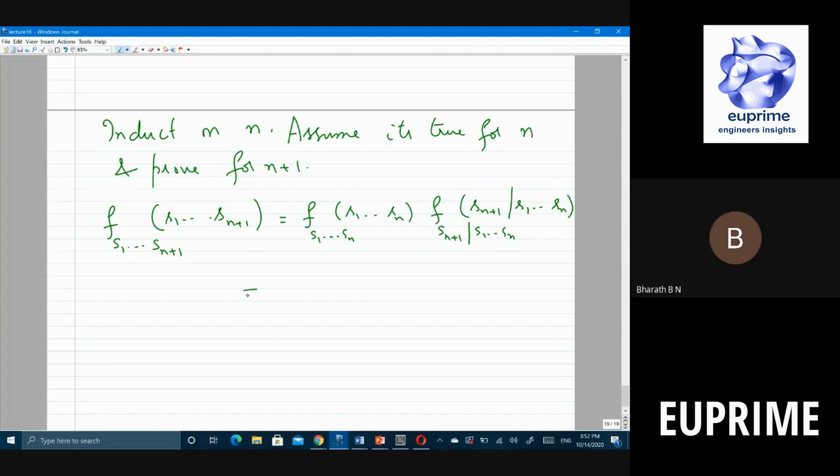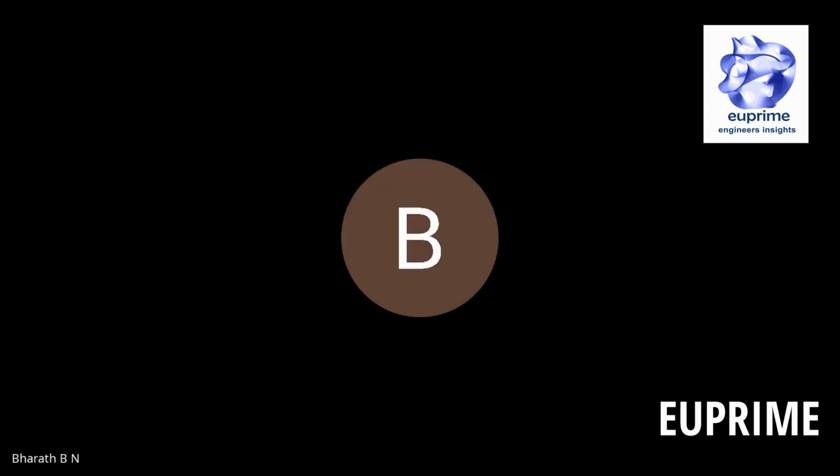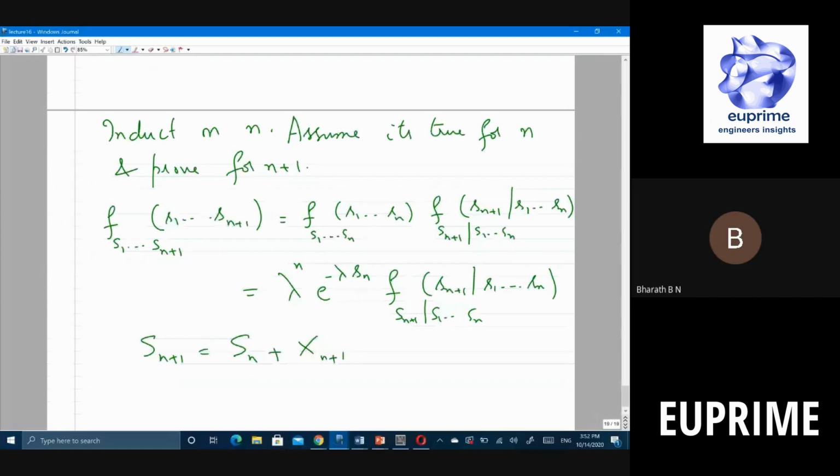Okay, so this is very clear. The density of S1 through Sn is basically lambda power n e power minus lambda Sn. Done. I only need to look at this thing, f of Sn plus 1 conditioned on S1 through Sn. This is the only thing that I have to look for. Okay, but what is Xn plus 1, which is exponential, independent of everything, right? Do you agree?